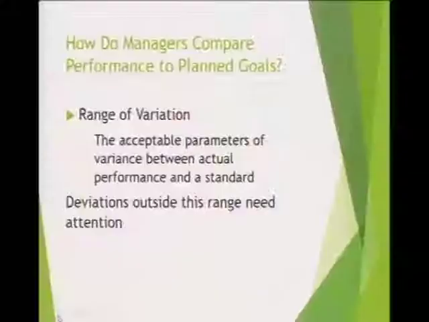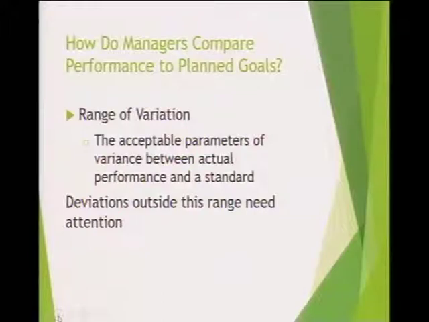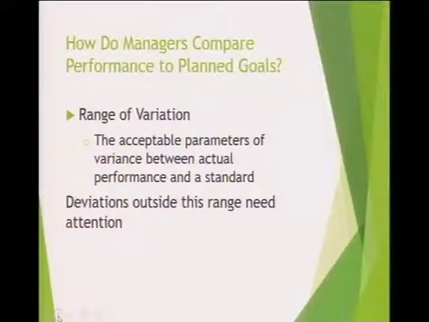So how do managers compare performance to planned goals? There is a range of variation, the accepted parameters of variation between actual performance and the standard. For example, if the gap between the realized and the set is so big, it means that the manager is not performing. But if the gap is small or non-existent, it means that the manager is realizing the set standards. So this helps us to realize whether a manager is performing or not.